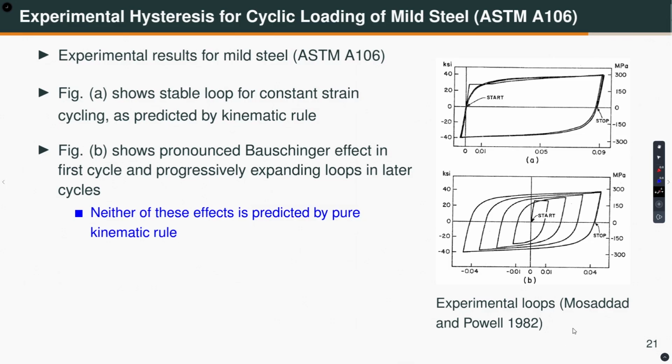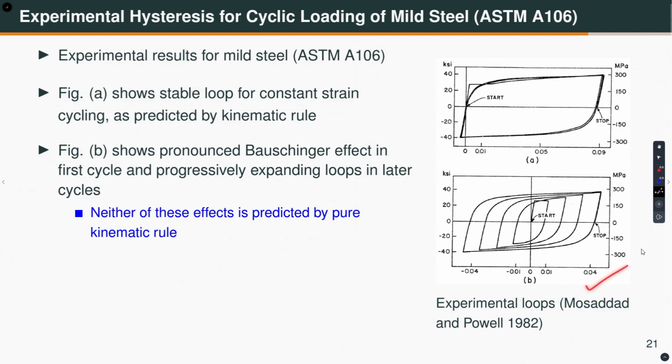So, this is data coming out of this report. Actually, they have taken it from another reference. Okay. So, this is for mild steel ASTM A106. This is showing constant strain cycling. What do you see? You see a kind of stable hysteretic loop, and kinematic hardening was able to produce that for constant strain cycling, right.